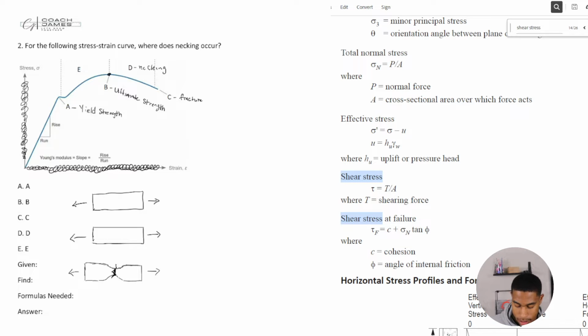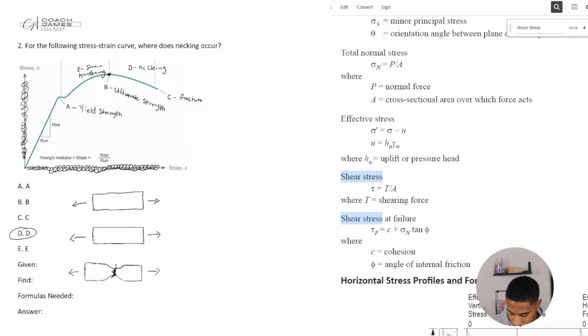All right. And then E would be strain hardening. And that's where it's just building up just a little bit more until it reaches its ultimate strength. So strain hardening. All right. So these are key things that you're going to need to know for this. Answer is D.